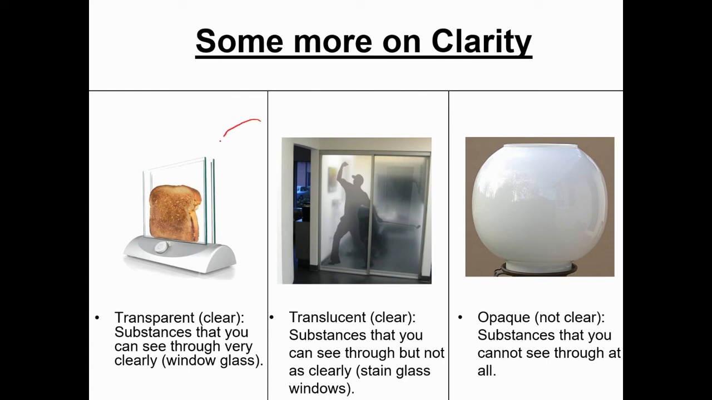So over here, this glass is transparent. You can see through it very easily. This here is opaque. You cannot see through it. And this door over here is translucent. So you can see through it, but you only see the person's silhouette, for example, like frosted glass. So it's not opaque, it's not transparent, it's somewhere in between. These are terms that you can use to describe the clarity of a substance when you're studying them in chemistry.